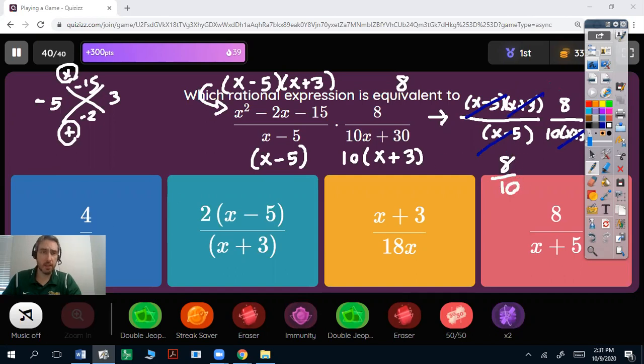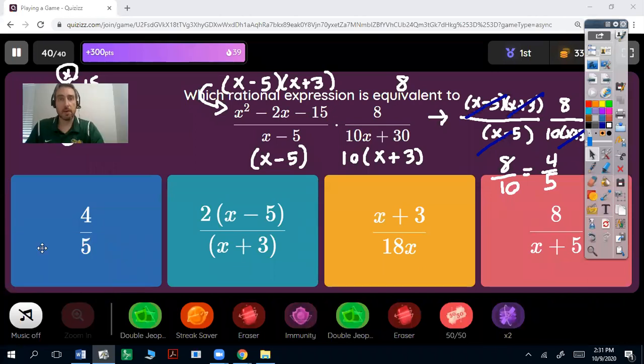Now, I don't have that as an answer, but 8 and 10 are both divisible by 2. So that actually divides, and that gives you 4 over 5. Both of those are going to be 0.8, whether you have 8 over 10 or 4 over 5. So same decimal, equivalent to itself. 4 over 5 is your answer.